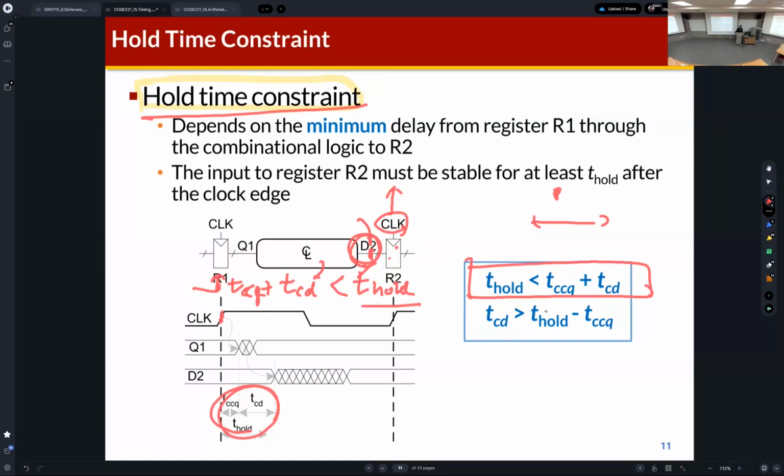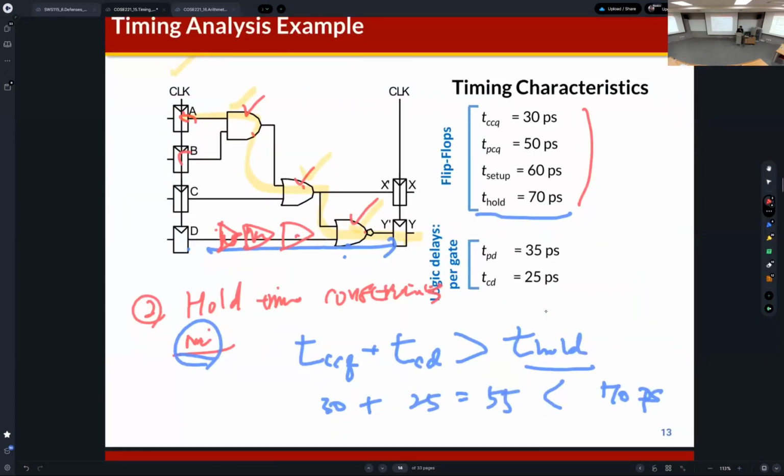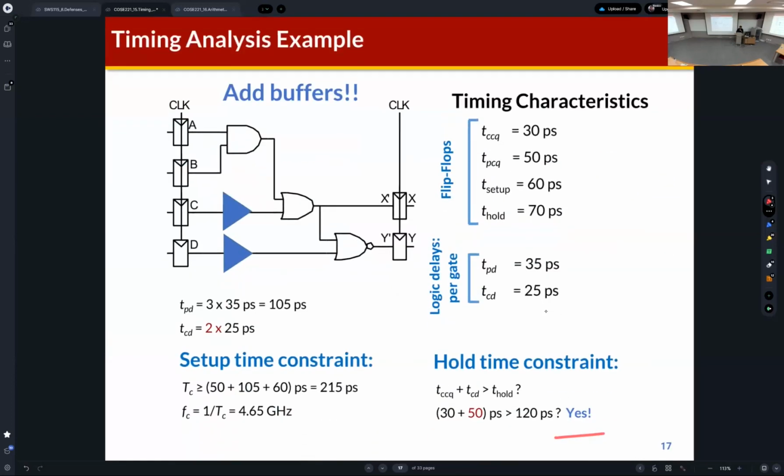Also we need to meet the hold time constraint, which is related to the minimum delay of this circuit. The input of this flip-flop needs to remain unchanged, stable during the hold time. This is the equation for the hold time constraint, and you need to remember it. I showed an example here in the previous lecture.